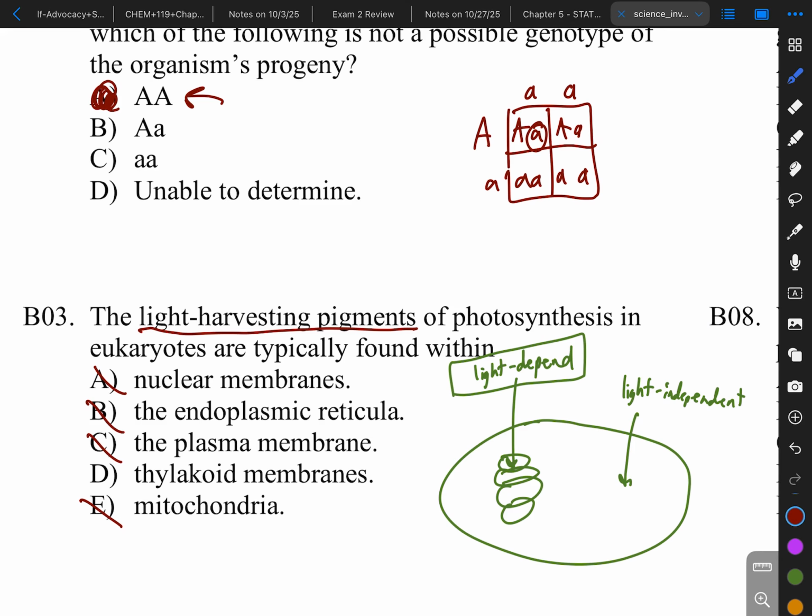So everything else, nuclear membrane, this has nothing to do with photosynthesis at all. Endoplasmic reticulum, that's where proteins and sterols are made, nothing to do with photosynthesis. Same thing, plasma membrane, that's not anything to do with the chloroplast. And mitochondria does not involve light at all, it's not involved in photosynthesis. So simply the only option that even involves chloroplast to begin with, that also uses light, are the thylakoid membranes.